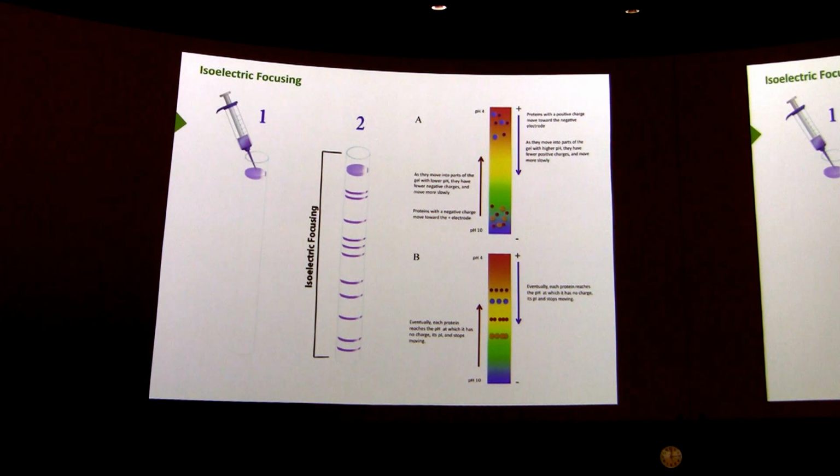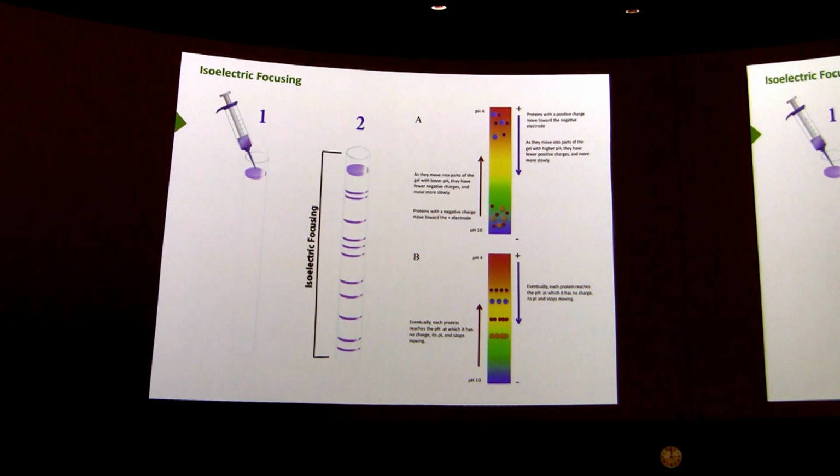Things that have a pI value close to 14 are going to be up in the 14 range. Things that have a pI value down around 2 are going to be way down here at the bottom near the 2 range. So at whatever place they reach a pH where they have that charge of 0, they will stop migrating. Okay? Does that make sense?